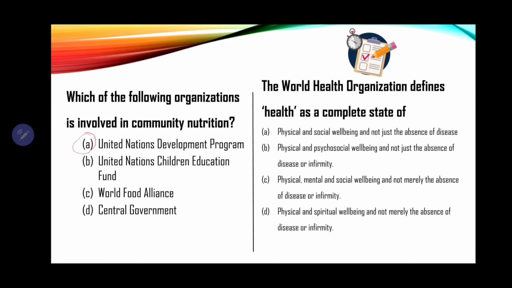All right, next, the World Health Organization defines health as a complete state of A, physical and social well-being and not just the absence of disease. B, physical and psychosocial well-being and not just the absence of disease or infirmity. C, physical, mental, and social well-being and not merely the absence of disease or infirmity. And D, physical and spiritual well-being and not merely the absence of disease or infirmity, right?